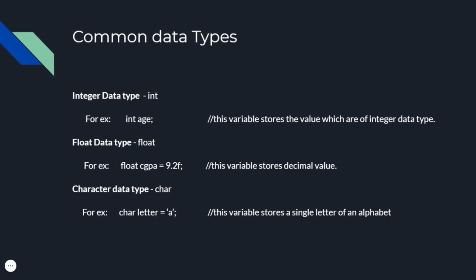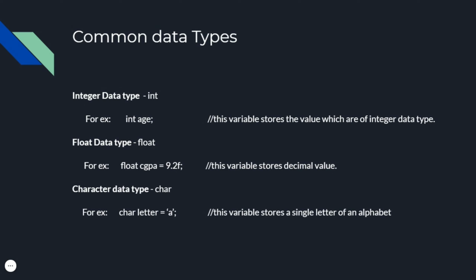So the three common data types of Java are integer data type, float data type and the character data type. The first data type is integer data type. This data type allows the variable to store the integer values. Integer values in the sense like 5, 6, -8, 10, those are all the integer values. So these values can be stored in the variable which is of integer data type.